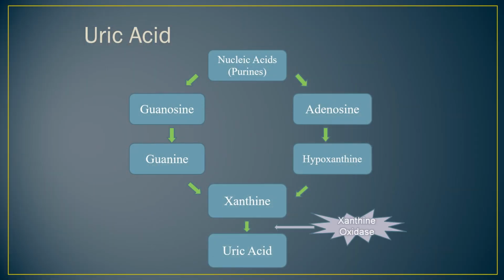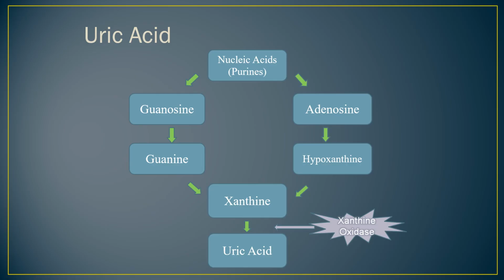Uric acid is ubiquitous within our body. We all have uric acid. It comes as a breakdown product of nucleic acids, and specifically purines. You can see from this diagram that as guanosine and adenosine are broken down, they come to a common denominator of xanthine, and then an enzyme called xanthine oxidase will break this down into uric acid. In humans, this is where the metabolism of purines ends.